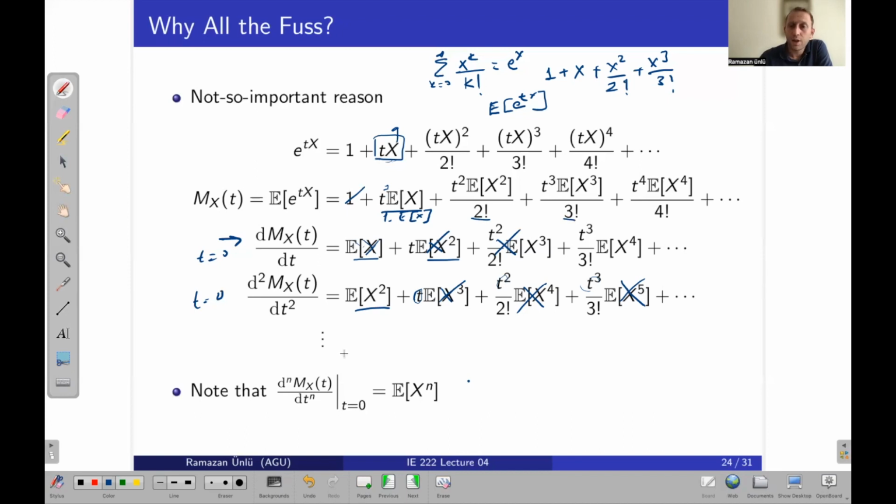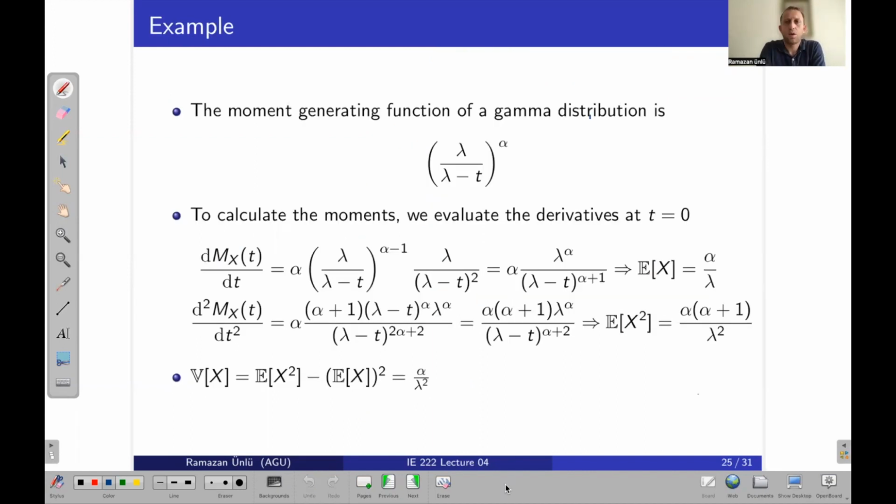So we can generalize these things. If we want to calculate the nth moment of a random variable, we need to take the nth derivative of the moment generating function, and we need to evaluate that one at t equal to 0. Okay, so this is the general rule, and these rules can make some things much easier. Let's look at an example to understand how we can use the moment generating function.